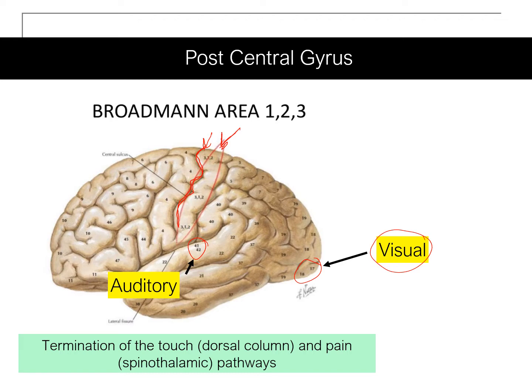And so I put down there that, for example, touch is a type of sensation that's carried in what we call the dorsal column. So I'll review those pathways with you in a little bit. And then pain, spinothalamic pathway. It's a different pathway that it takes to get to the brain to be interpreted. So we'll talk about those different pathways.